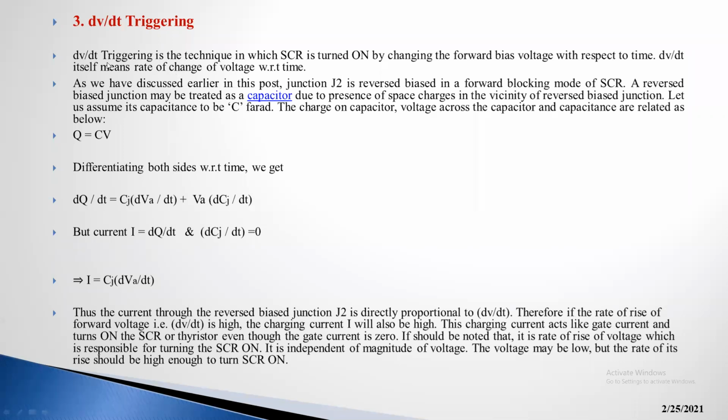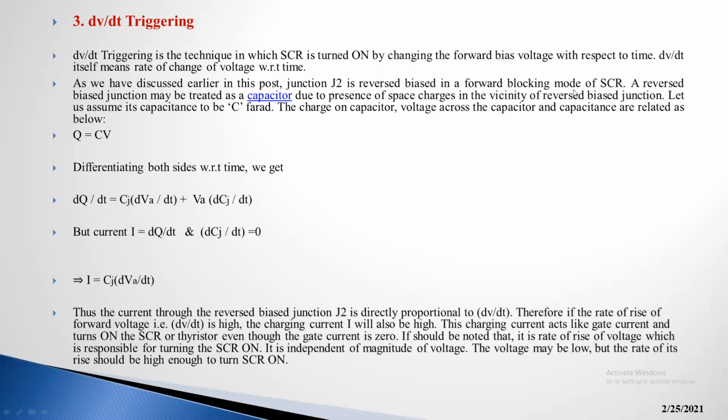See here, dv by dt triggering is the technique in which the SCR is turned on by changing the forward bias voltage with respect to time. dv by dt itself means the rate of change of voltage with respect to time. Is it clear? As we have discussed earlier, junction J2 is in reverse bias condition in the forward blocking mode.